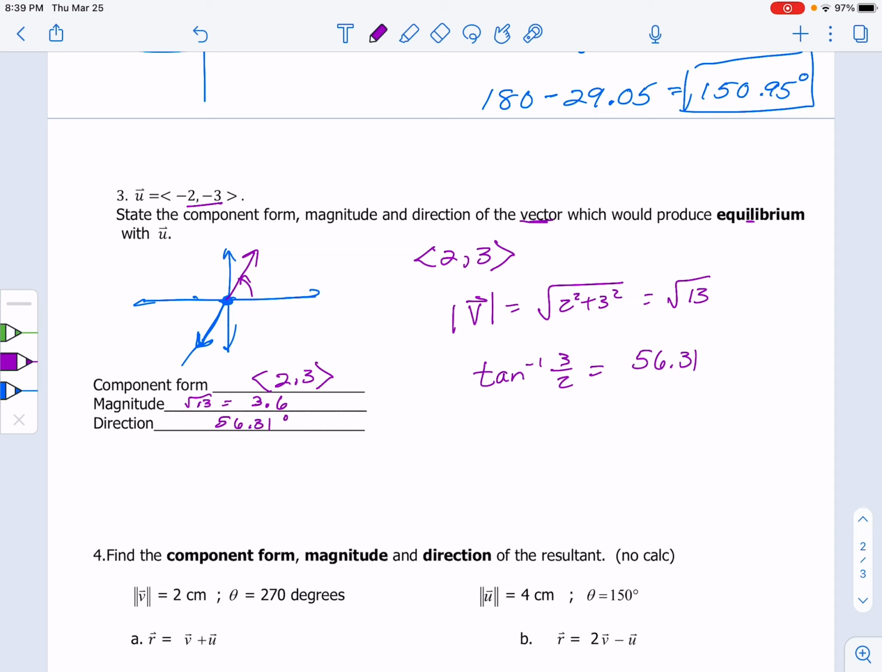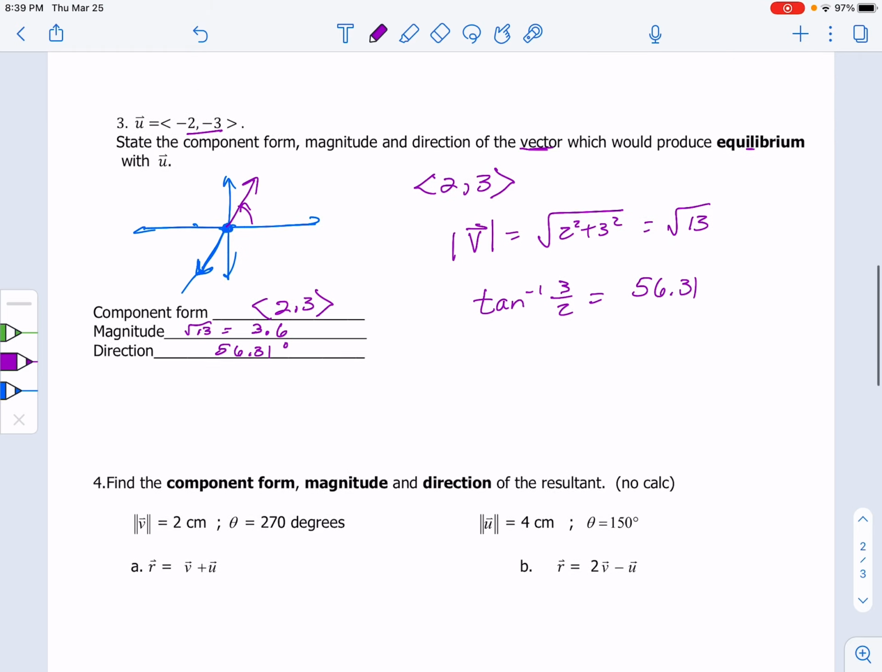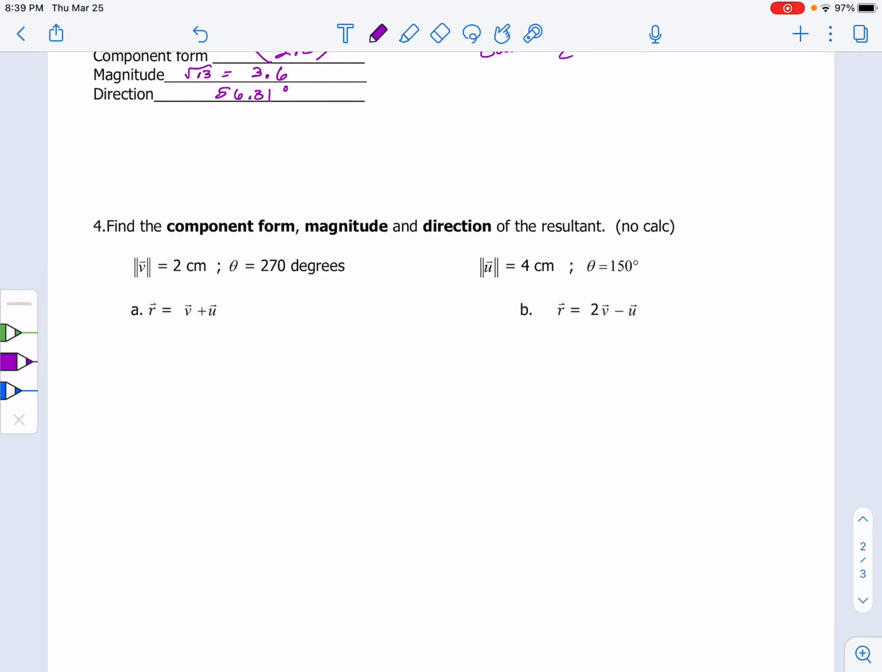Okay, that's not bad. All right, find the component form, magnitude, and direction of the resultant. No calculator, which I didn't catch at first. These are all pretty angles on your unit circle. So first thing I'm going to do is find component form for u and v, and then we'll come back and do this. Okay? So v in component form, remember, is the magnitude times the cosine of the angle.